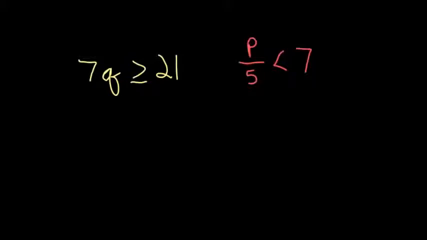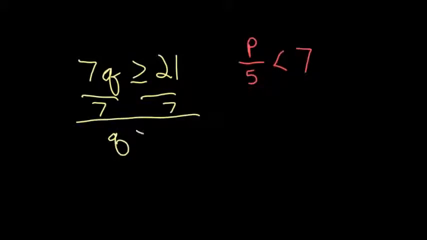Alright, so let's solve a couple more. So I have 7q is greater than or equal to 21. So what's being done to the q? I'm multiplying it by 7. So the opposite of multiplying by 7 is going to be dividing by 7. So I'm going to divide both sides by 7. And I get q is greater than or equal to 21 divided by 7 is 3. So q is greater than or equal to 3.